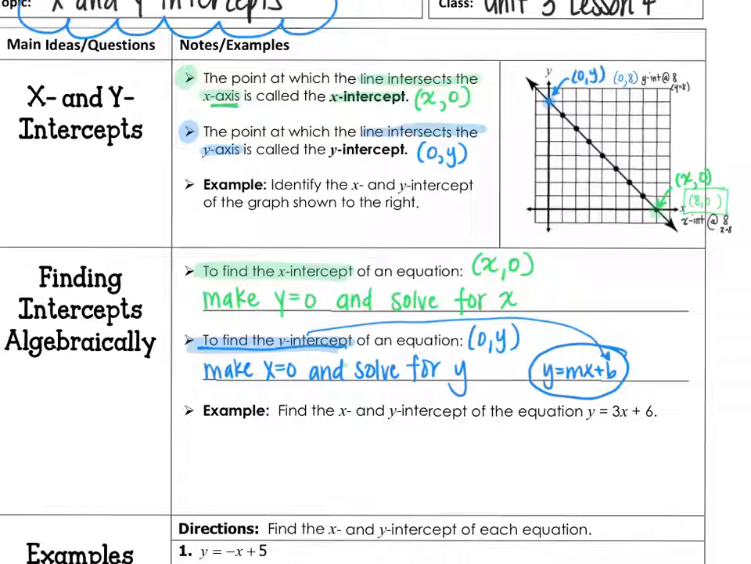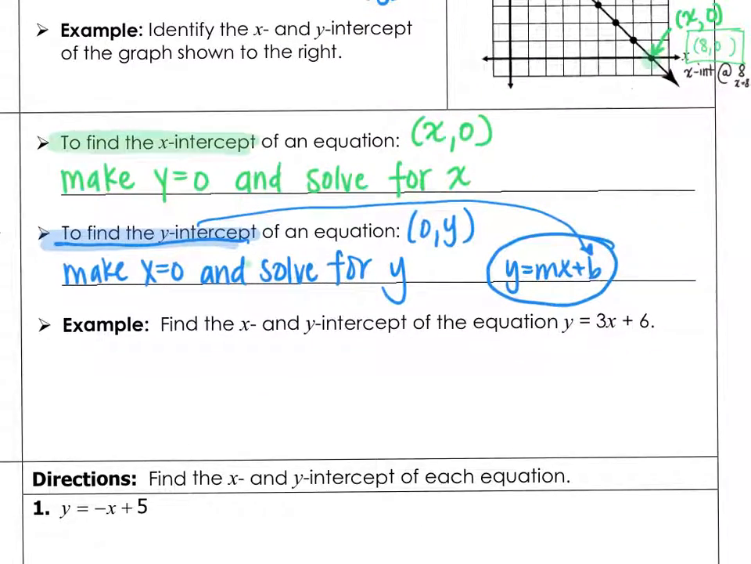So let's try one. Here we have the equation y equals 3x plus 6, and we want to find the x and the y-intercept. Let's go ahead and find the x-intercept first. Remember that the x-intercept comes from a coordinate like x comma 0. So to find the x-intercept, you make y equal 0 and solve for x. So I'm going to label here, we're going to find the x-intercept first. Let's make y equal to 0.